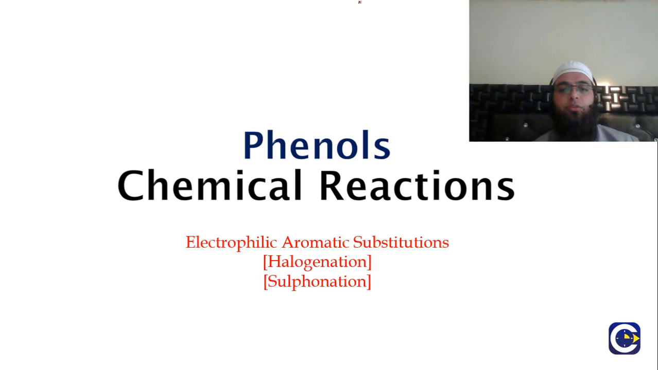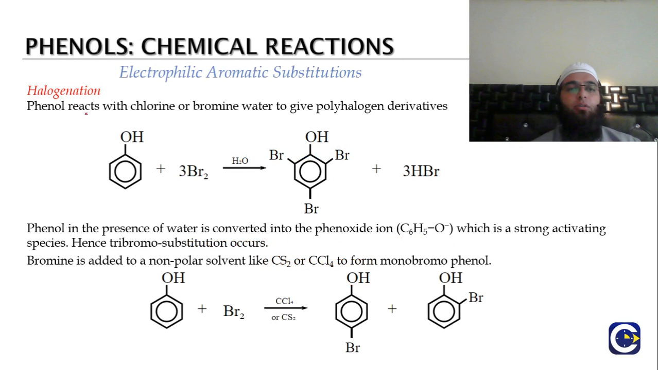In this video, we are going to discuss halogenation and sulfonation. These are again the two types of electrophilic aromatic substitution reactions, and these reactions are shown by phenols. So what happens in halogenation? Halogenation is actually the addition of a halogen, particularly chlorine and bromine, to the aromatic ring of the phenol.